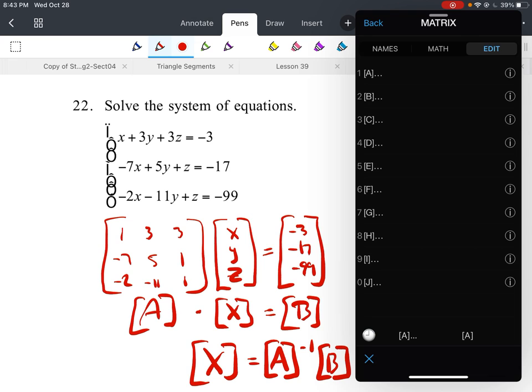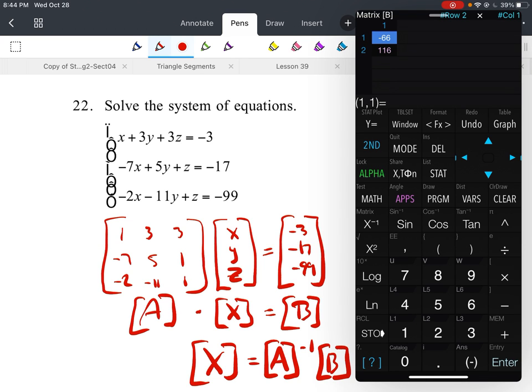Now go back to matrix edit, and let's edit B. This is now 1 by 3. This time I'm putting the answer matrix in, so let's throw in the constants matrix. This is -3, enter, -17, enter, and -99. There is potential for mistakes just by carelessly putting numbers in, so double check, make sure everything's looking good.